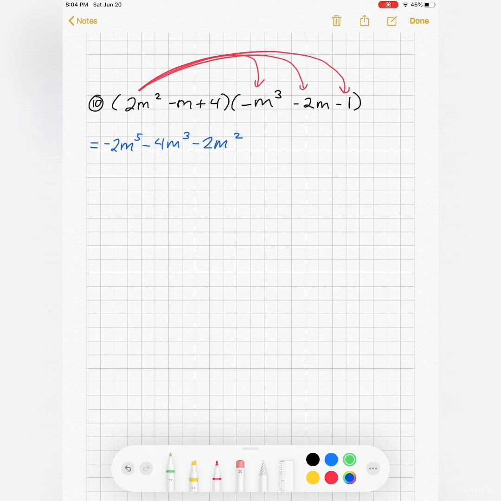Now I have to take the middle term and distribute to all three terms. Okay, so plus m to the 4th plus 2m squared plus m. And then, as you probably guessed, now I have to distribute the 4 to all three terms. Let's see, so I get minus 4m cubed minus 8m minus 4.